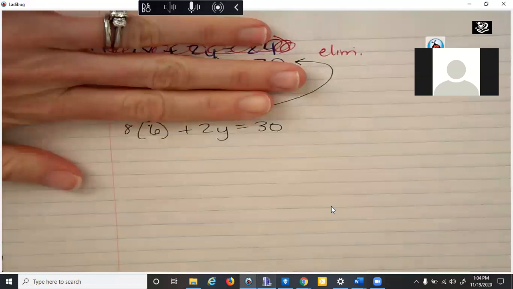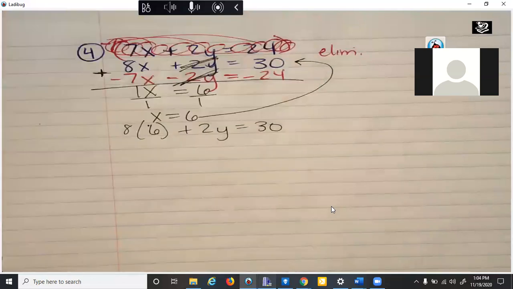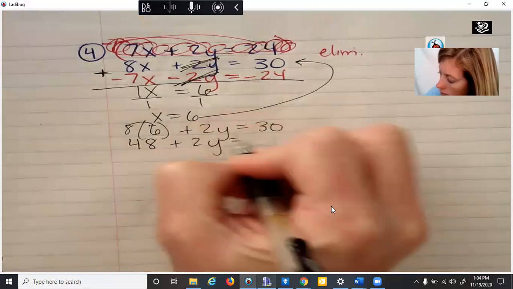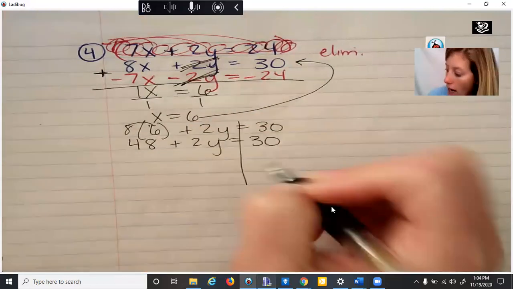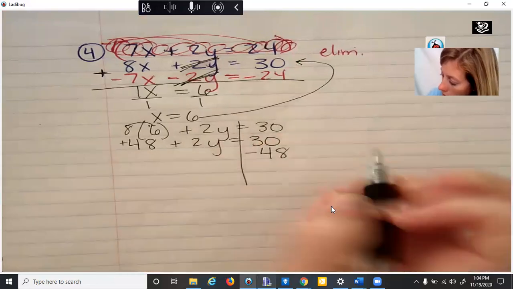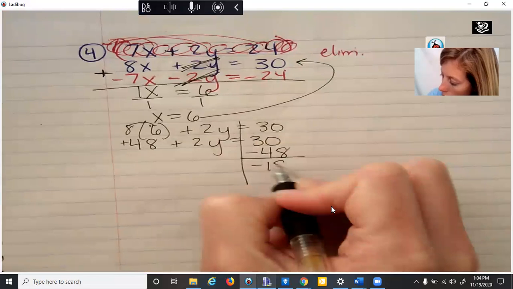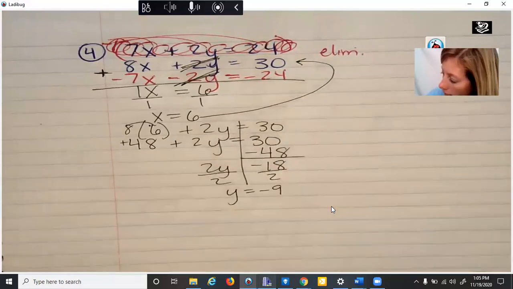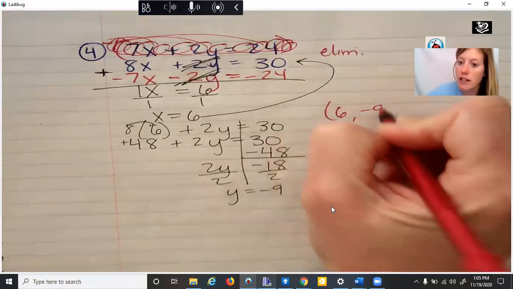You multiply 8 times 6. That gives me 48. Good. Then I move the 48 over, so I subtract it because it was a positive. So I subtract it. Divide by 2, y equals -9. So my answer is 6, -9.